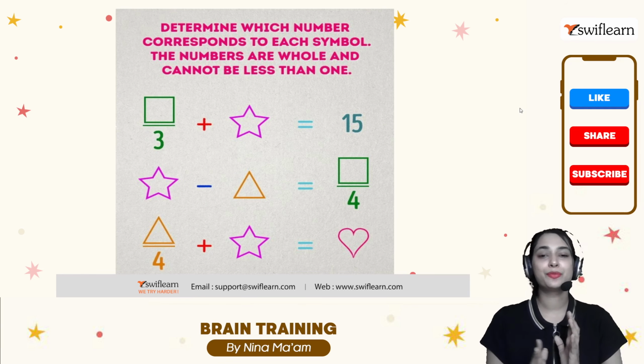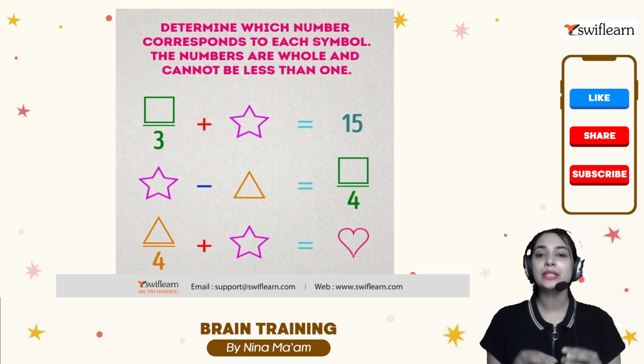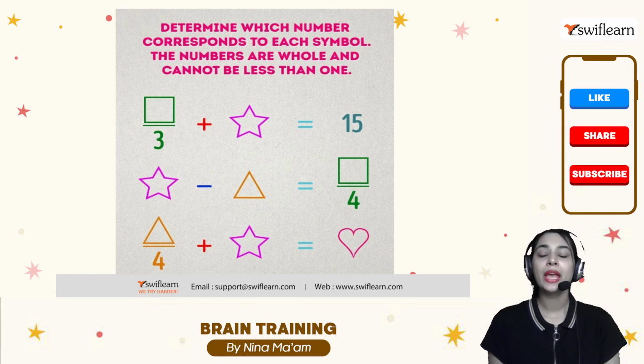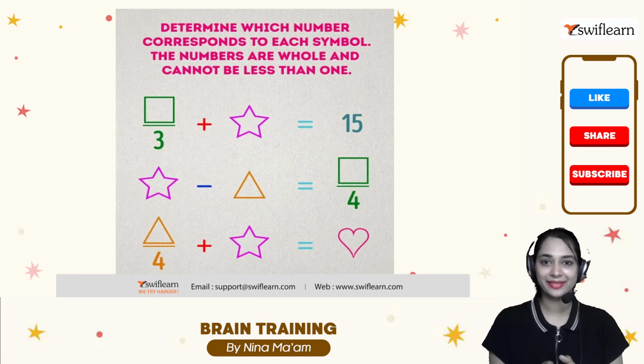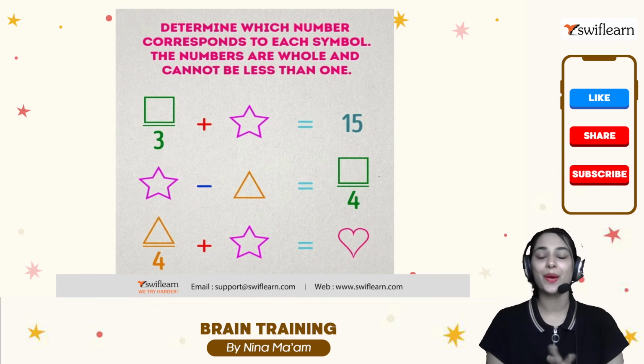It takes a lot of brain exercise because we have to determine which number corresponds to each symbol. The numbers are whole and cannot be less than 1. So are you ready to do this one? If you're good at maths, you can do it. Keep trying. So your time starts now. Take your time, copy the same on the paper and try to do it at your pace, and let's check it.